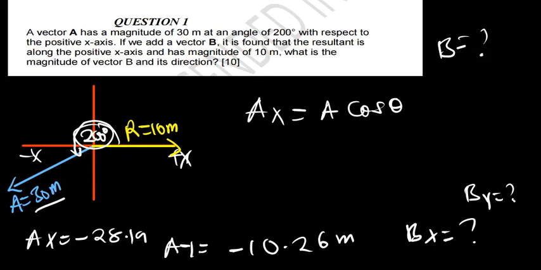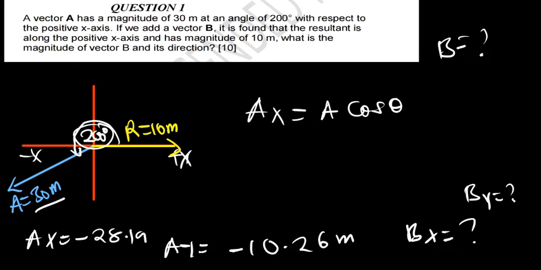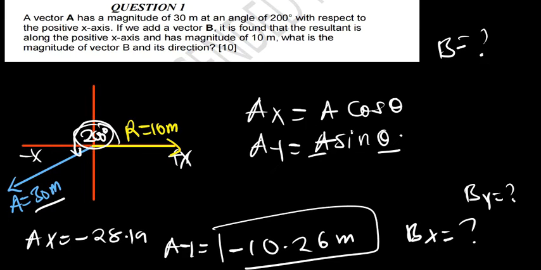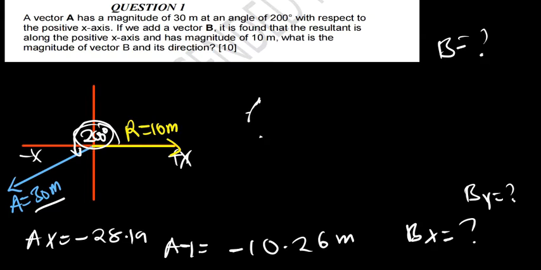Yes, thank you. Then for y, you get this AY, you say vector A sine the angle. So A you have already, you also have the theta. You plug in the values, that is our AY here. We are cool there. We can continue.